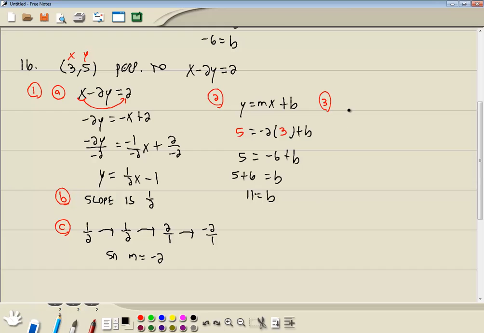Step 3. Plug in the m we just found in 1c, which was negative 2, and plug in the b we just found in step 2, which is 11. And that's our answer. y is equal to negative 2x plus 11.